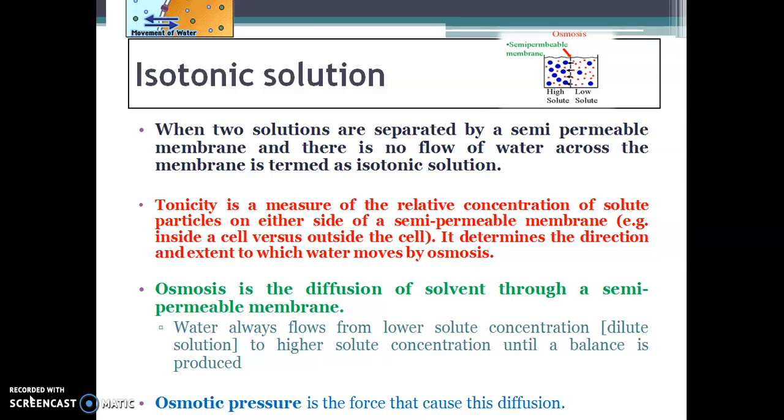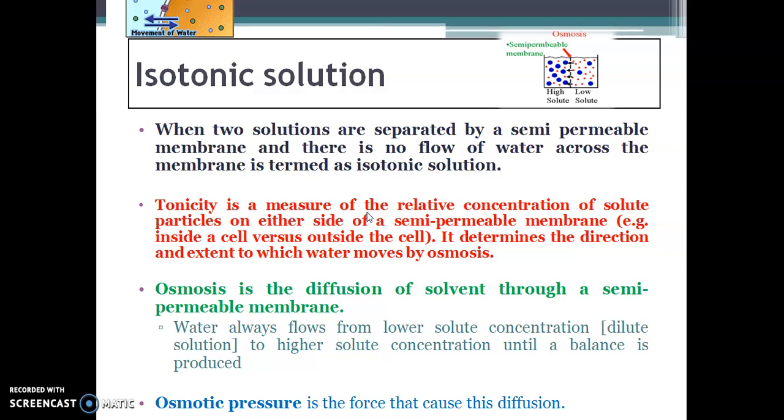Isotonic solutions are those solutions where, when two solutions are separated by a semi-permeable membrane, there is no flow of water across the membrane. That is known as an isotonic solution. The buffer isotonic solutions are those which have the same osmotic pressure as body fluid and which help in maintaining the pH and isotonicity of the pharmaceutical. Buffer solution is known as an isotonic solution.